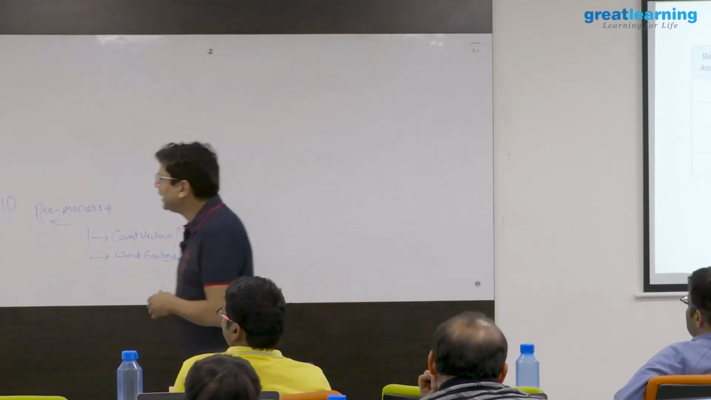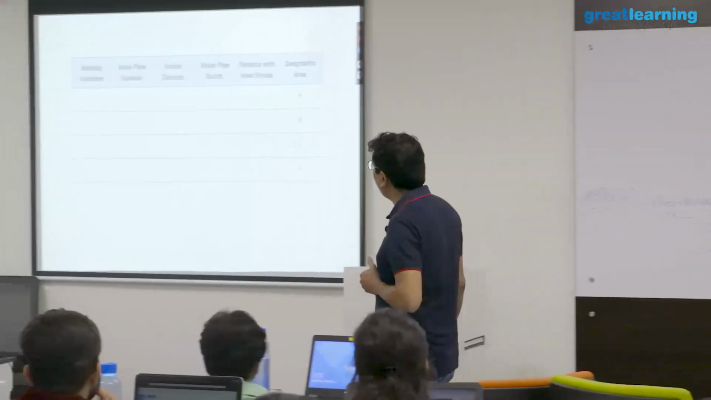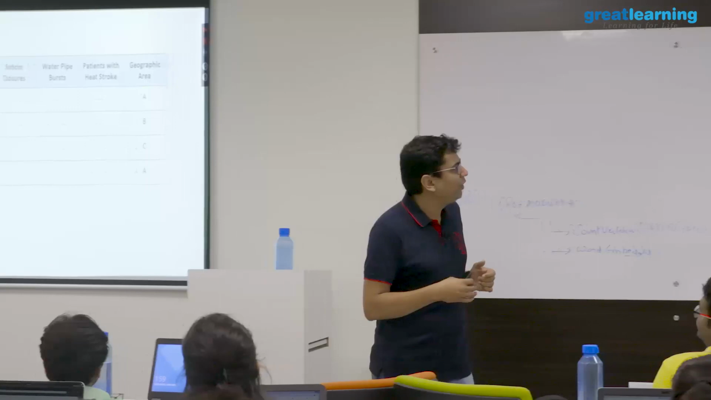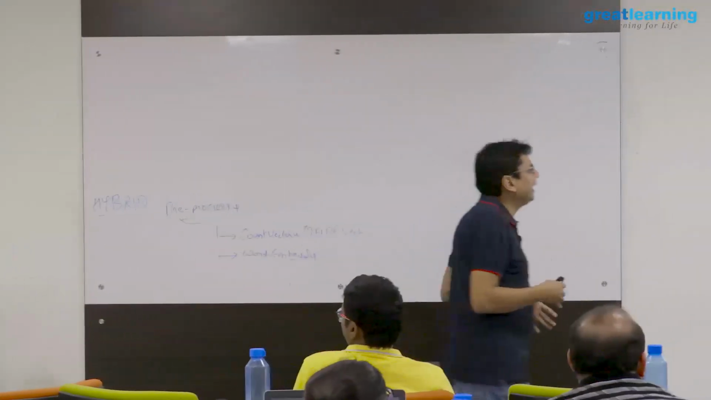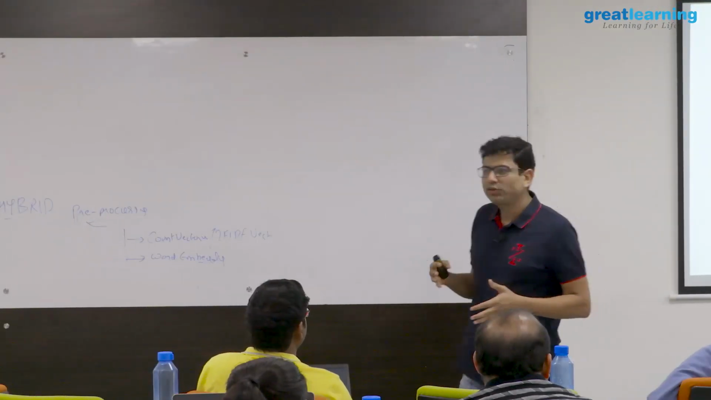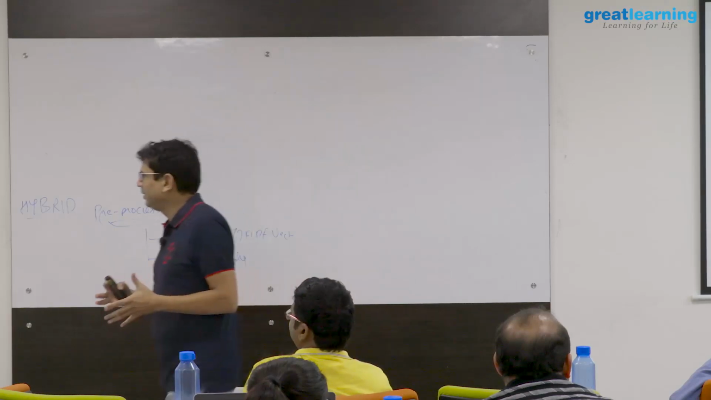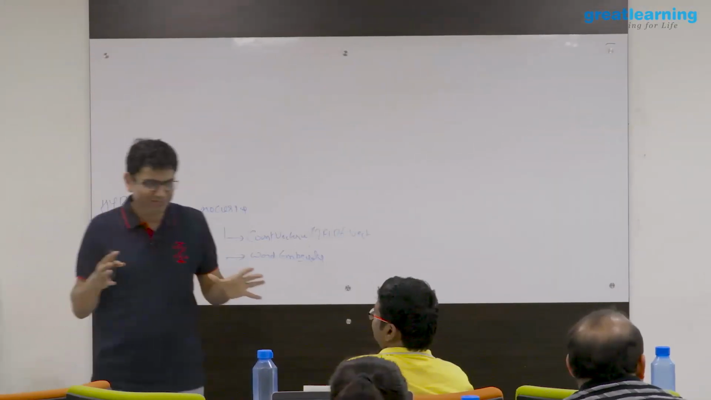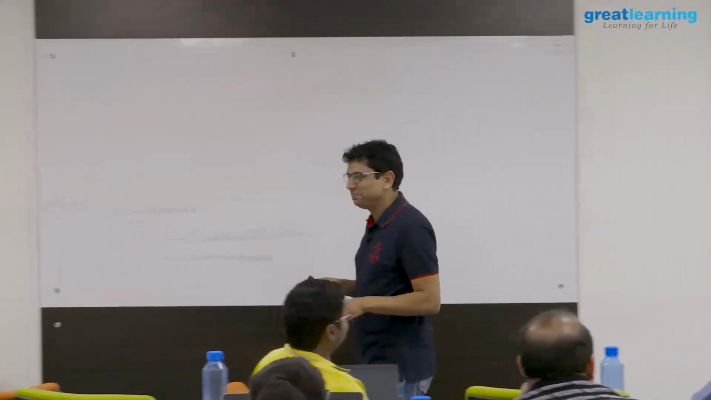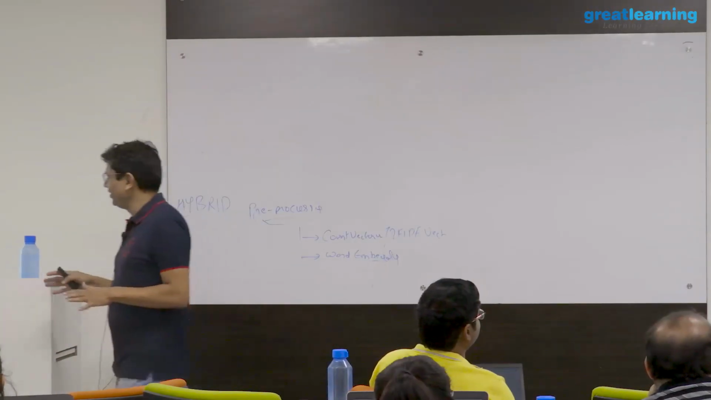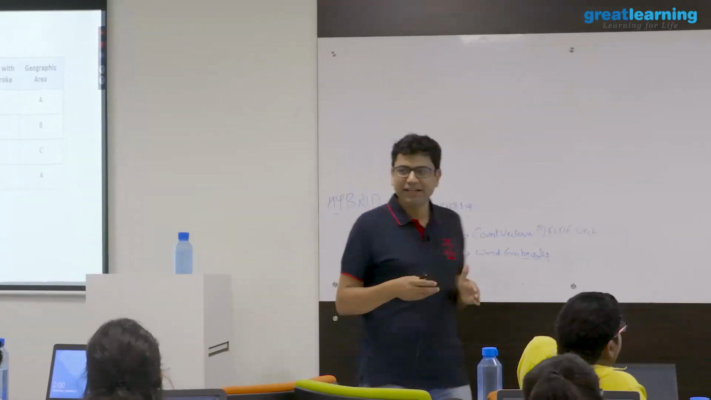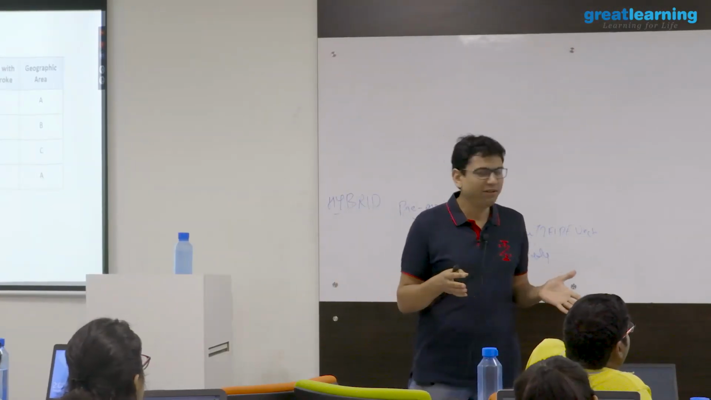So let's look at another example. You have skidding accidents, water pipe burst, school closure, snow expenses for different geographic areas, and patients with heat stroke, right? So how many dimensions are we looking at here? Now everybody is serious. This should have been the first example. How many dimensions are we looking at here? 5, 6, or 2? 2? It's 2.